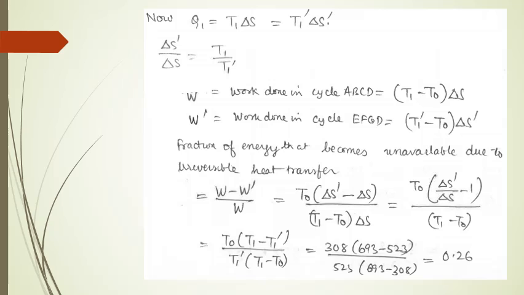which we have shown on the top of the slide, we get the values all in temperatures, if you can see on the bottom of the slide. Now putting the value of all temperatures, we get the value of the fraction of energy that becomes unavailable due to irreversible heat transfer as 0.26.